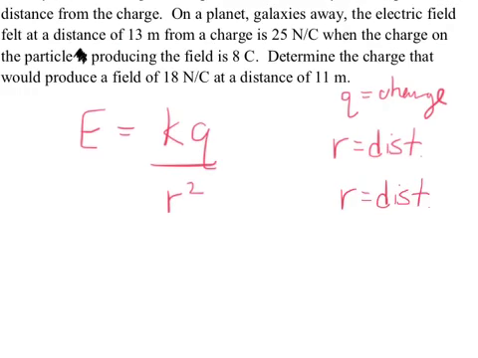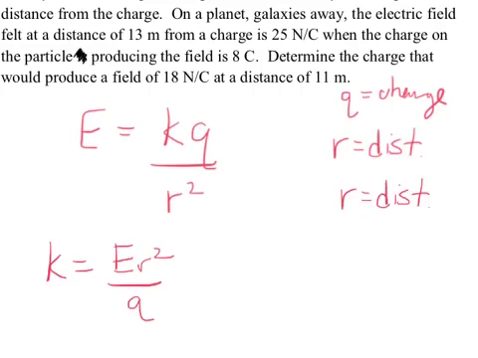To get rid of this r squared down here, we're going to multiply both sides by r squared. It'll bring it up here. And then to get rid of the q that's next to the k, we're going to divide by q. So the r squared is going to get multiplied or brought up here, and the q is going to get divided or brought down here. So solving for k, we're going to get k equals E r squared over q: electric field times distance squared over the charge.